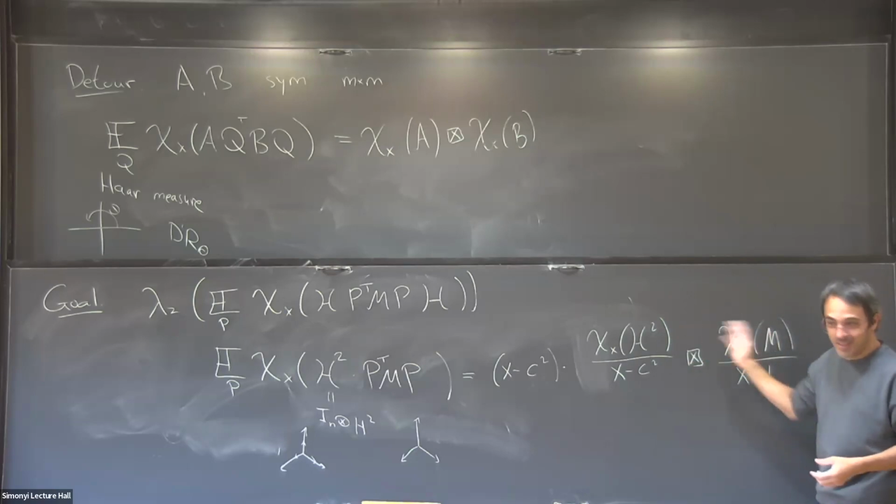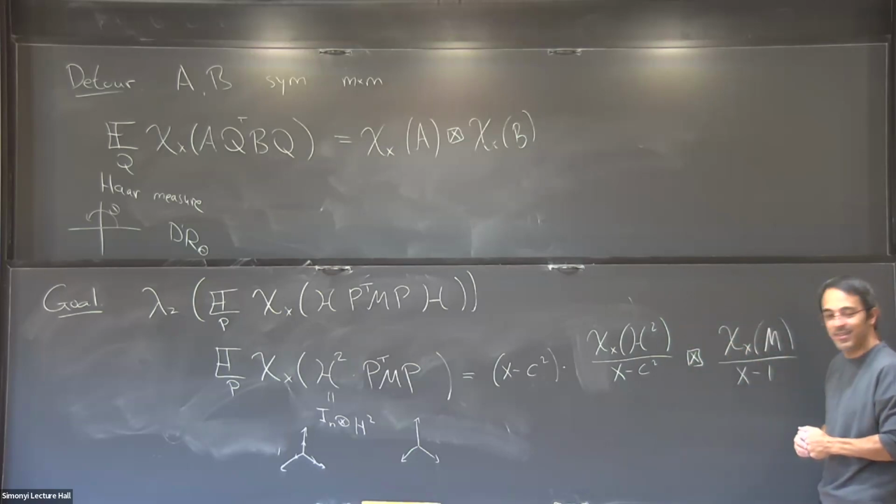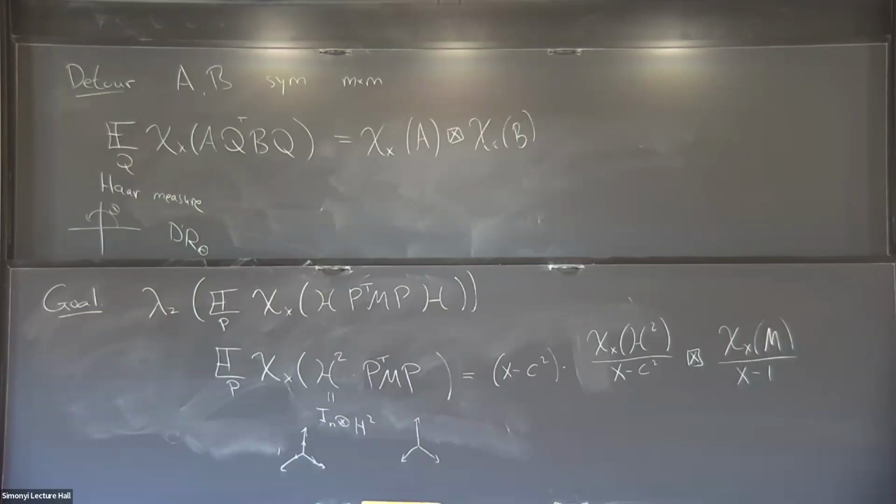But what exactly are you claiming? Are you claiming that this is true for any A and B, or are you using properties of H? No, for any A and B. Right, in this case, let's go on now. You're claiming that the detour is true not for a Haar measure, but for permutations. Yes.